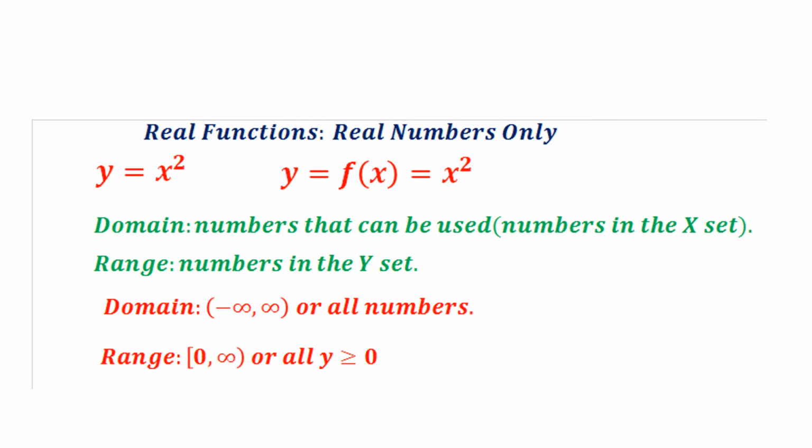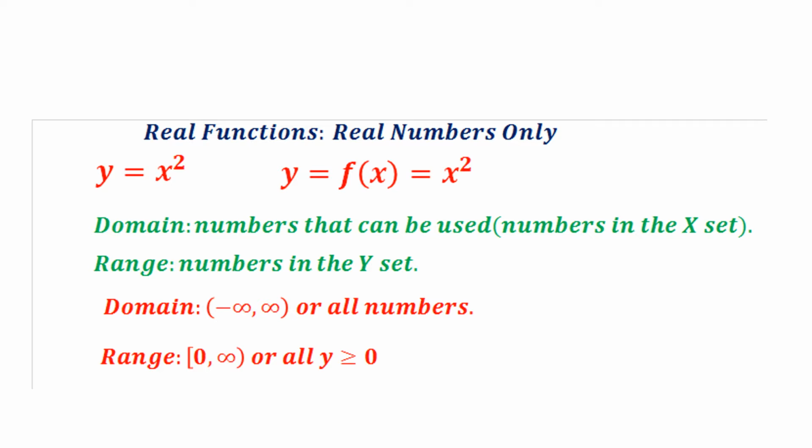If x were equal to -3, -3 squared is also 9. That's okay, for each x we know where y is going to. And we call the domain the numbers that can be used, the numbers in the x set, and the range is the numbers in the y set. So for our domain, we could say it's -infinity to infinity. You can put any number in for x, any real number, or you could say all numbers.